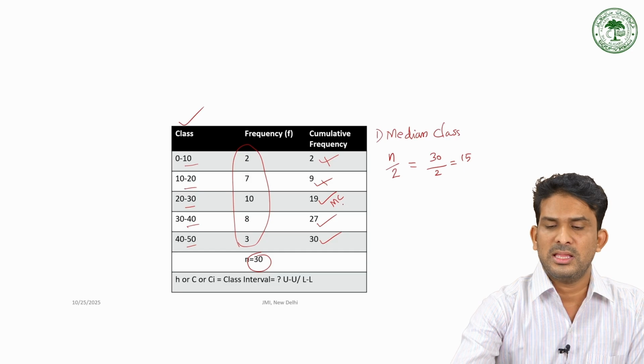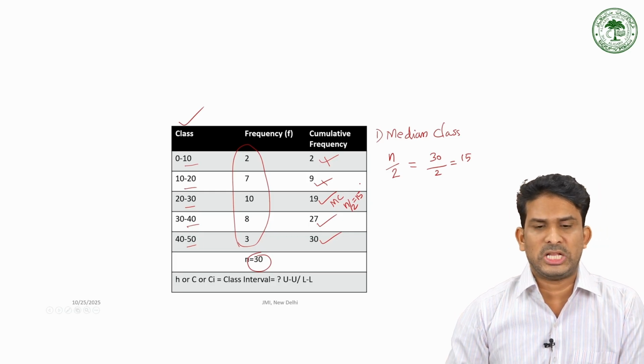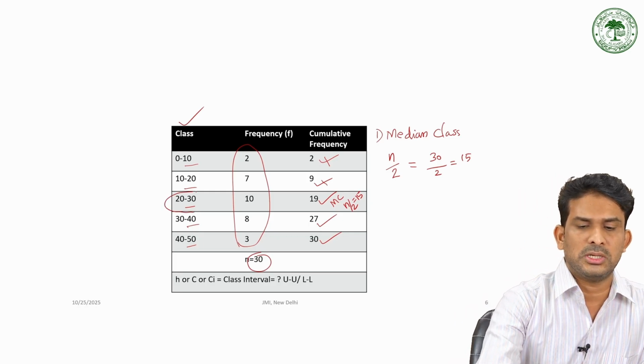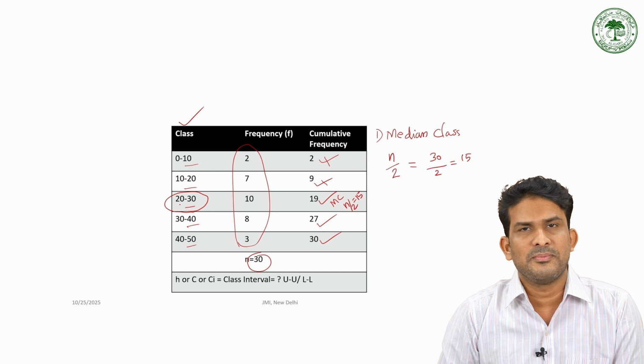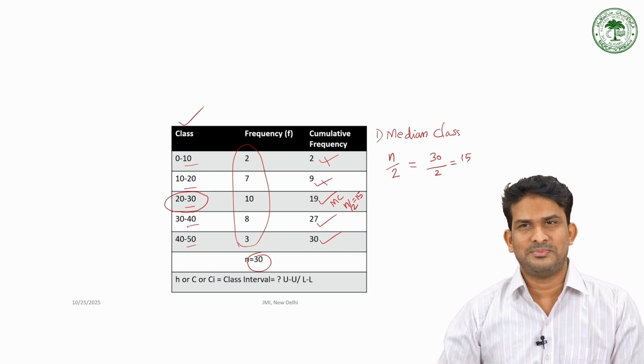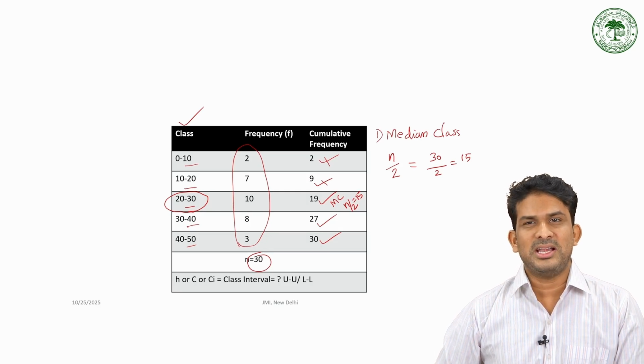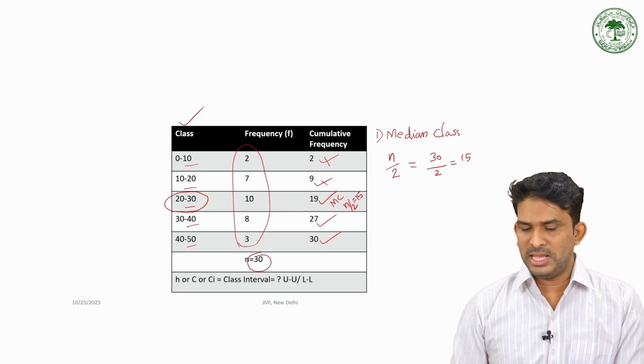We identified n by 2, which is 15, and it comes in this class. So 20 to 30 is considered as the median class. Clear? We got the median class. Then we can write everything now. So we identified the median class. So see the equation now.